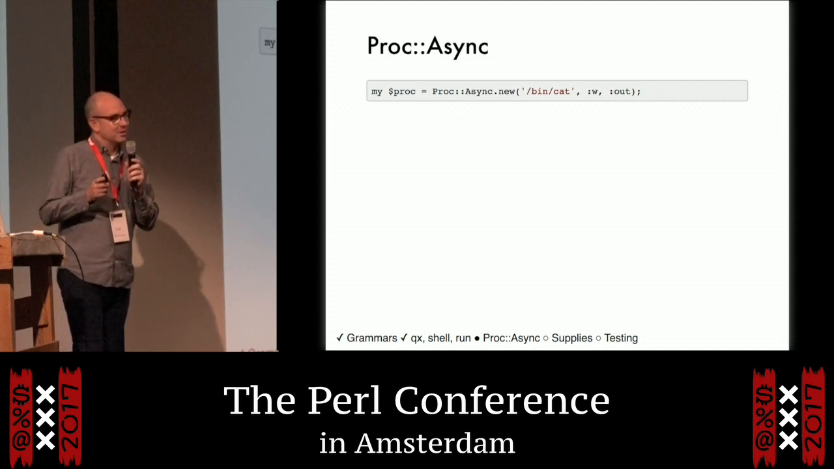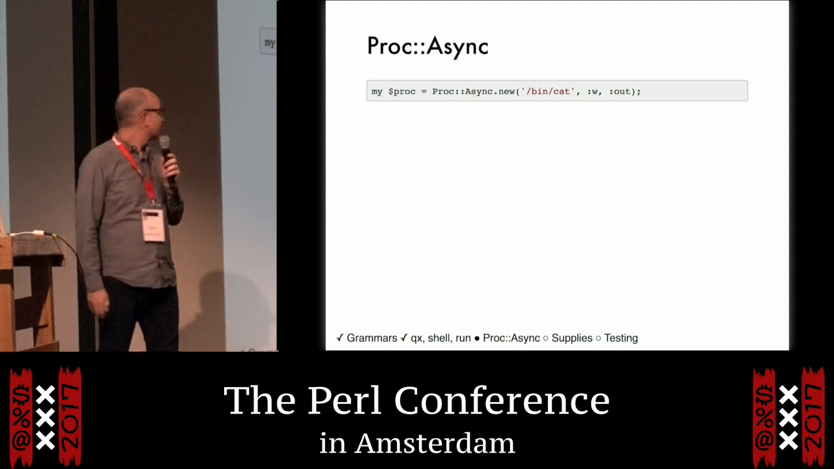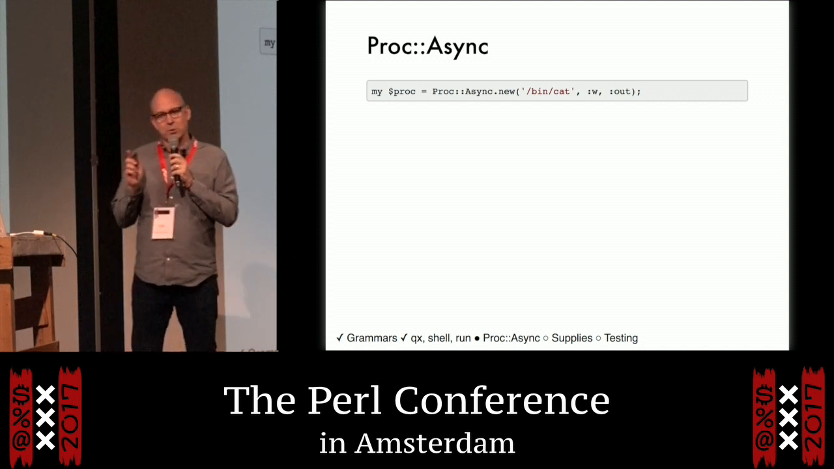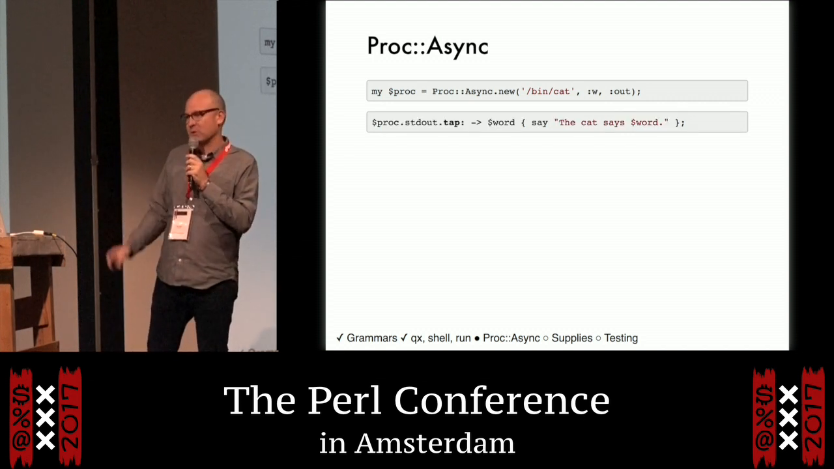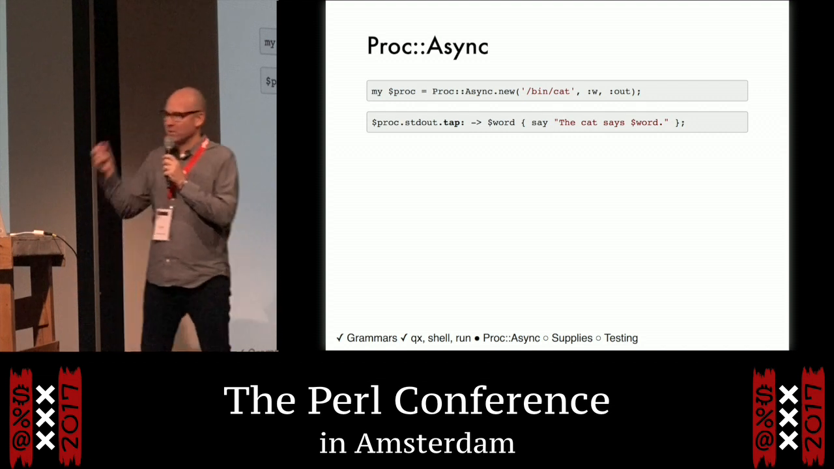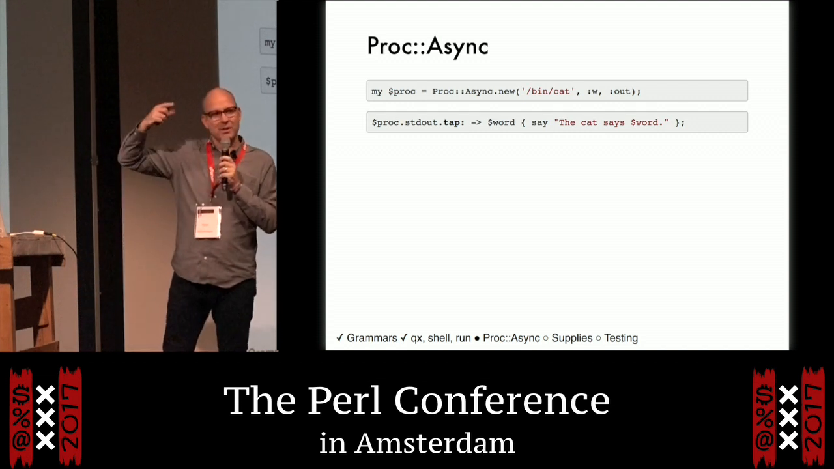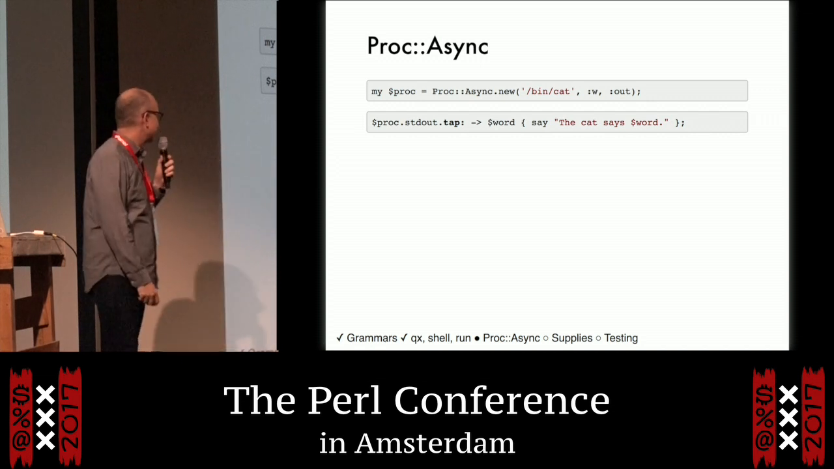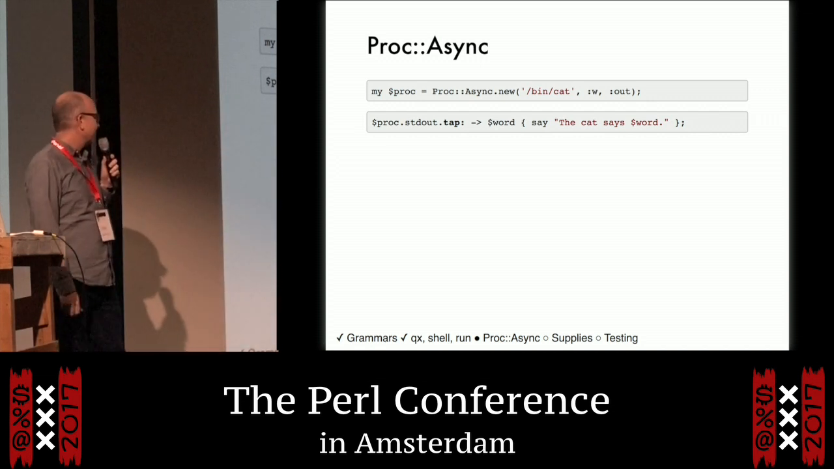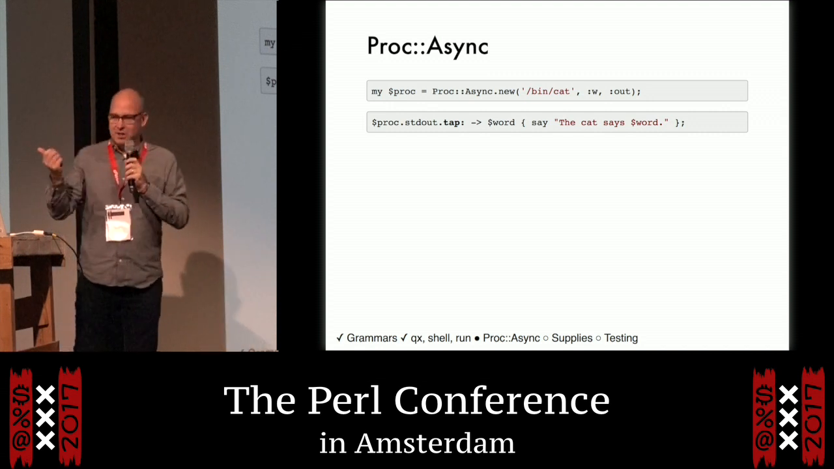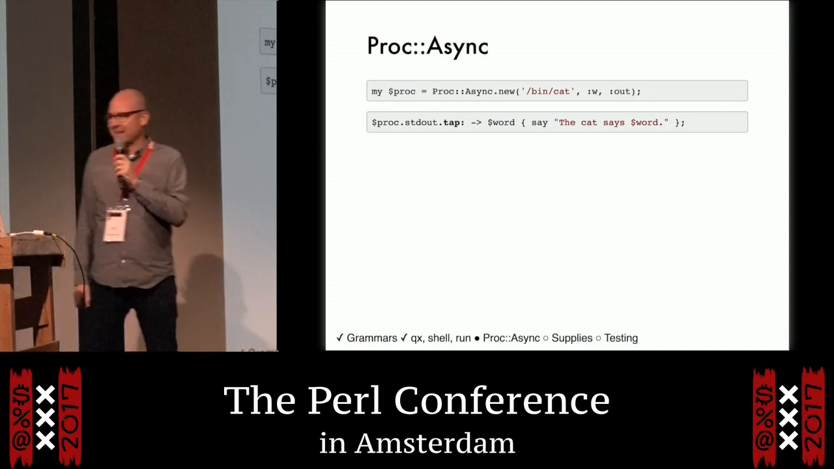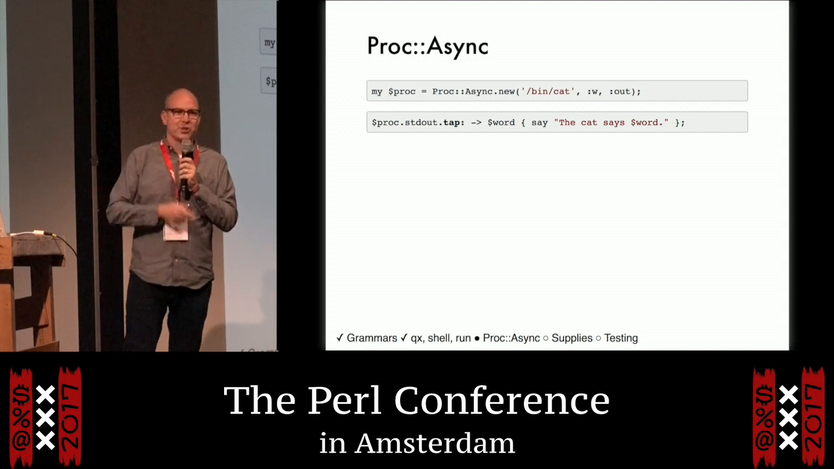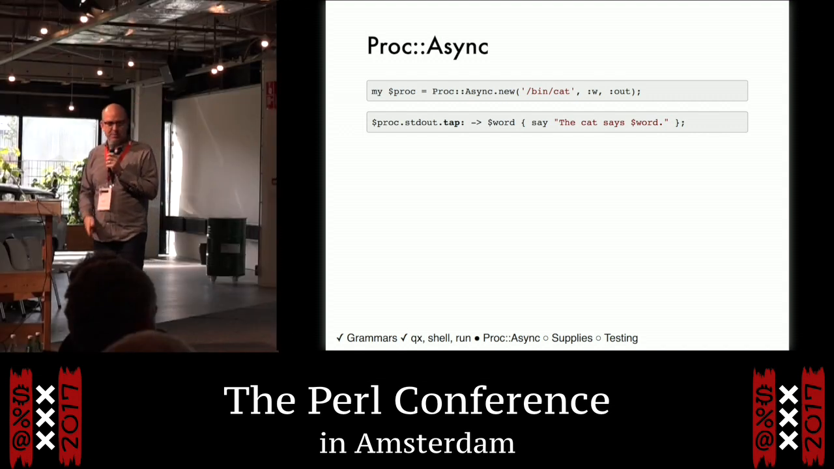After you make the object, the next thing that you do is you set up your taps. Taps are code that you want to run whenever something comes from standard out. So here's setting up a tap on standard out saying whenever I get a word, print this out: say the cat says $word. We haven't actually started the command yet, we just set up the taps.